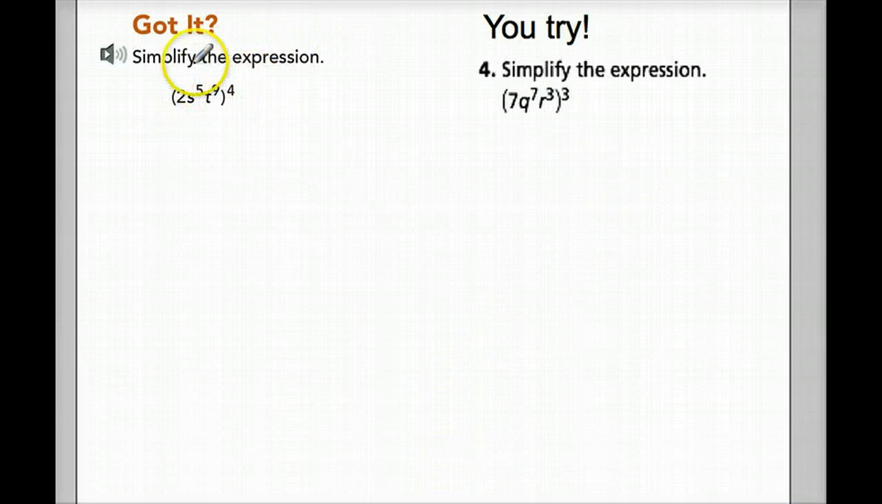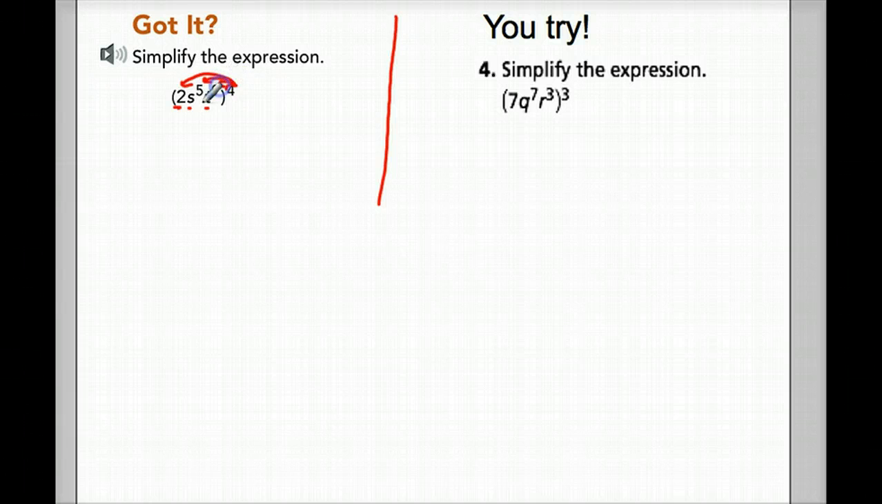All right, our next Got It says simplify the expression. Well, in this case, we are multiplying exponents. Notice how the exponent is on the outside of the parentheses, and we see them stacked up right next to each other. And in the You Try, we'll be doing the same thing. So over here, again, like I said, each factor on the inside of these parentheses gets this power of 4. So it's kind of like distributing that power of 4.